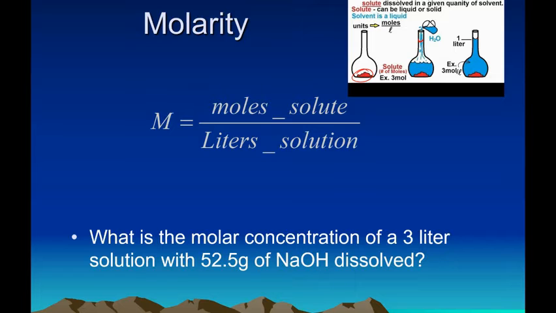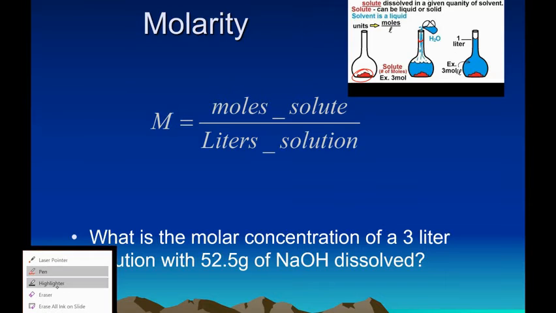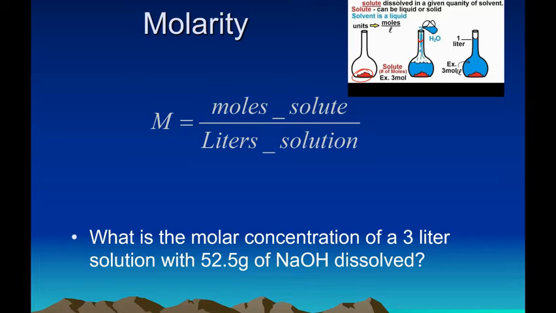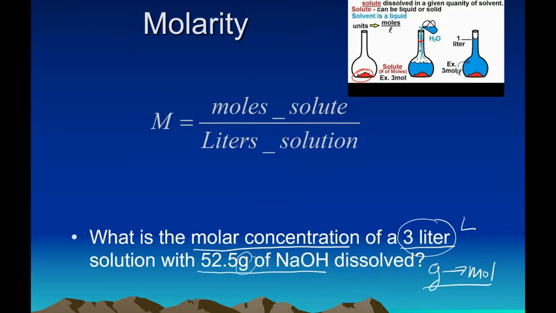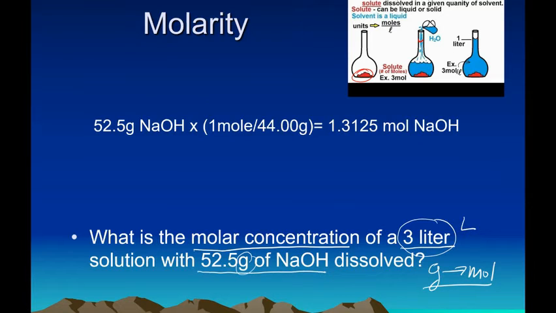When we look at this question, we need to organize the information that's given to us. We want to see, what is the molar concentration? I'm trying to find molar concentration of a 3-liter solution. So 3 liters, that's going to be my volume. And then I have 52.5 grams of sodium hydroxide. Notice I'm given grams. Whenever I have grams, I always want to go to moles in a situation like this. So our first step is going to be to convert to moles.